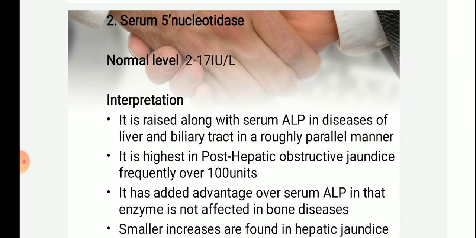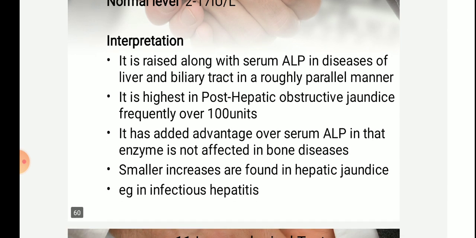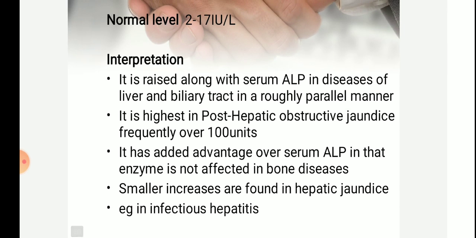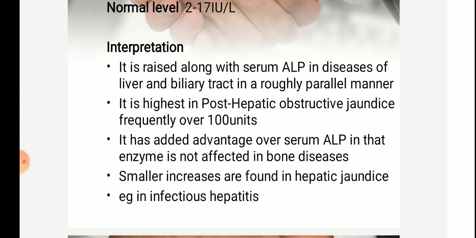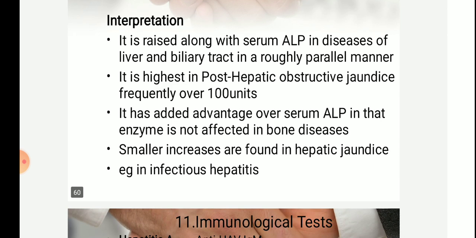Then serum 5 nucleotidase, the normal level is 2 to 17 international units per liter. Interpretation: it is raised along with serum alkaline phosphatase in diseases of the liver and biliary tract in a roughly parallel manner. It is highest in post-hepatic obstructive jaundice, frequently over 100 units. It has the added advantage over serum alkaline phosphatase in that the enzyme is not affected in bone diseases. Smaller increases are found in hepatic jaundice, for example in infectious hepatitis.